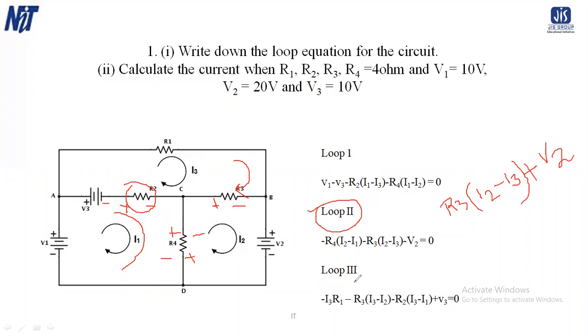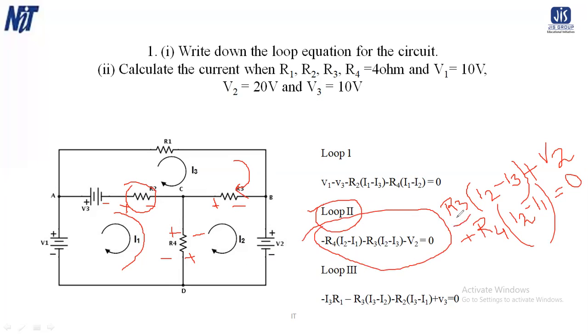And finally, plus R4 into I2 minus I1, because I2 is plus to minus, but I1 is coming from the opposite direction. So R4 into I2 minus I1, that should be equal to 0. So this is the second loop. If we modify now with a negative sign, we'll get the same equation. Now in the third loop, you develop the equation for the third loop because it's very easy.